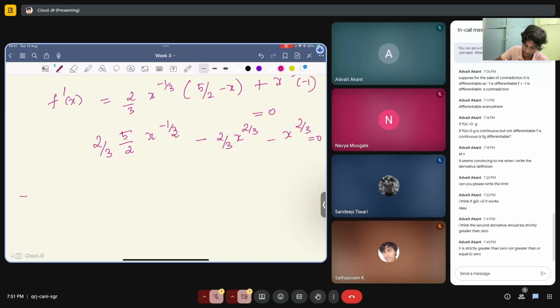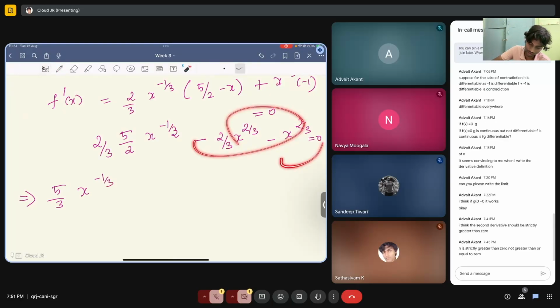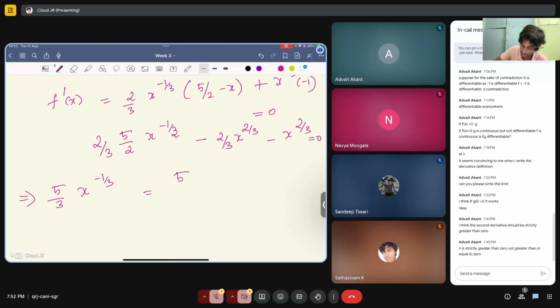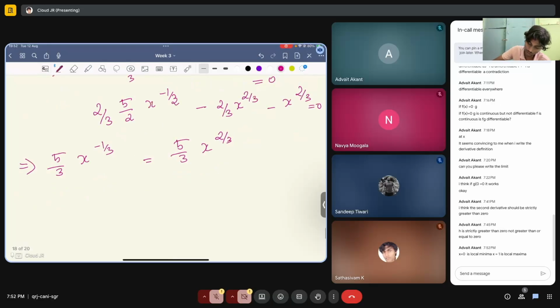So I can cancel this part. I will get 5 by 3 x power minus 1 by 3. I will take these terms to the other side, and that gives me, here you have 2 by 3 and there's 1 here, and you just add them because these terms are common. So if you do that, you will get 5 by 3 x power 2 by 3. So this 5 by 3 gets cancelled, so x power minus 1 by 3 equals x power 2 by 3.